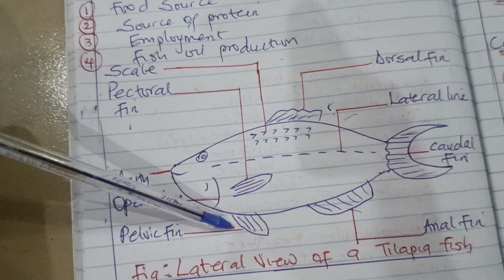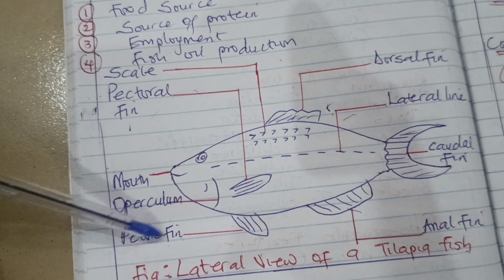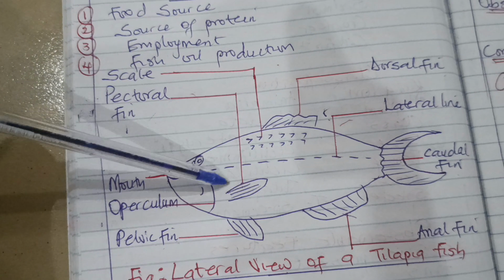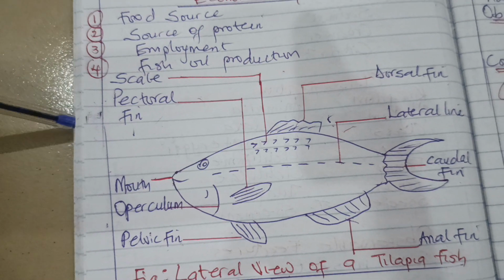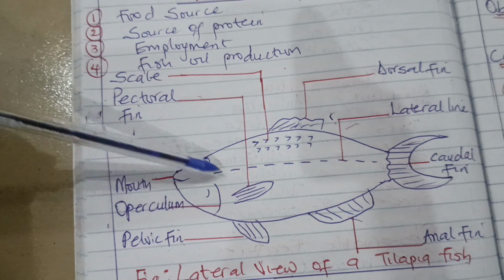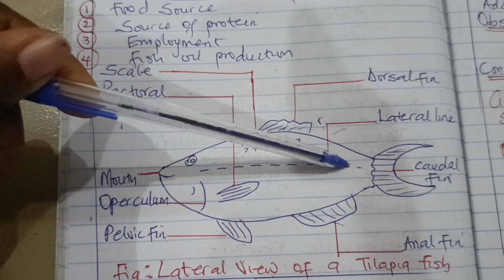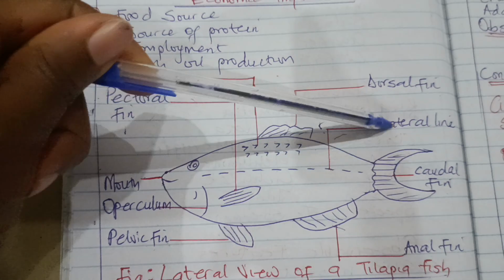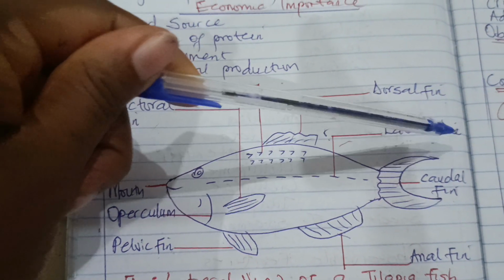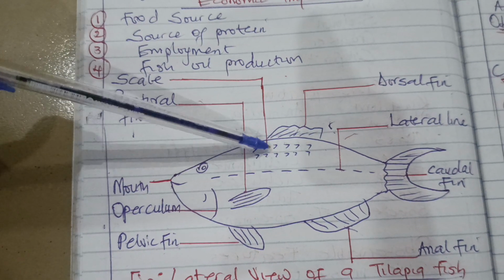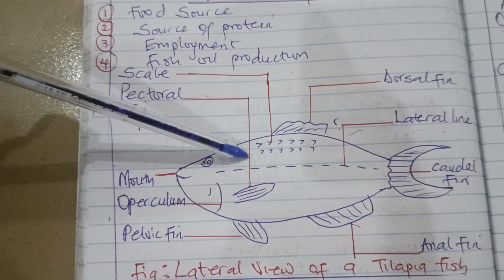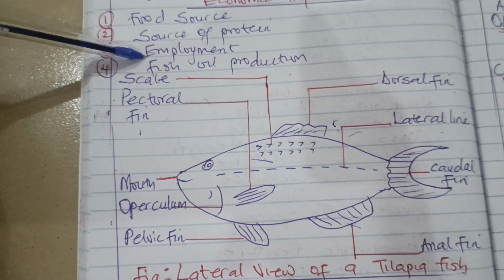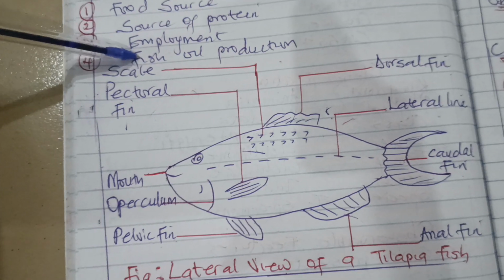And then this one here, we call it the pelvic fin. The pelvic fin. Then you see this one inside of here, we call it the pectoral fin. The pectoral fin. Then you see this line I have drawn that runs through. It's called a lateral line. Lateral line. And then you see this other one I made like a small indentation inside. It's called the scale of the fish.